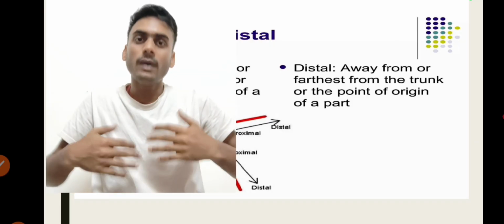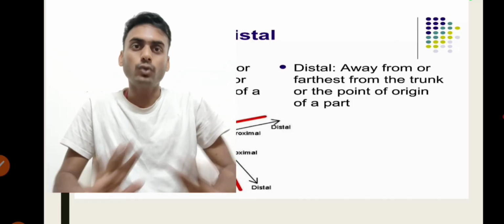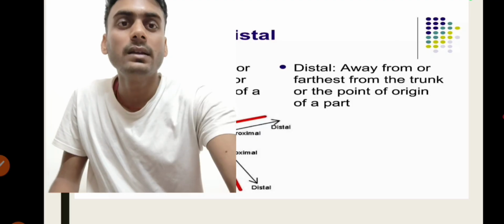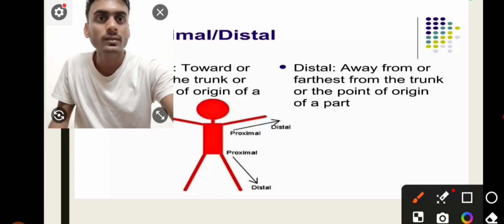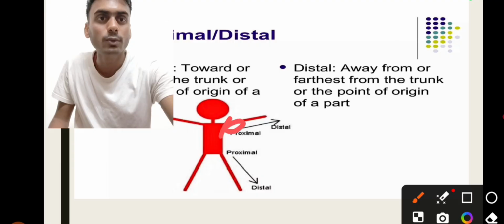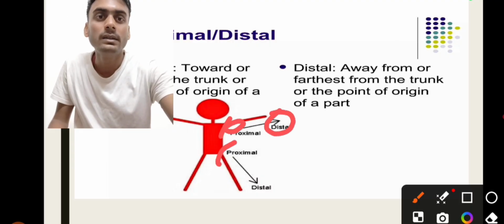It is the same for the leg. You can easily understand with the diagram also. Here, this is your proximal part, this is your distal part. For your leg, this part is nearby the trunk, so this is the proximal part, and this is your distal part.